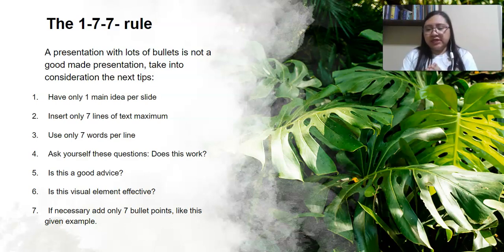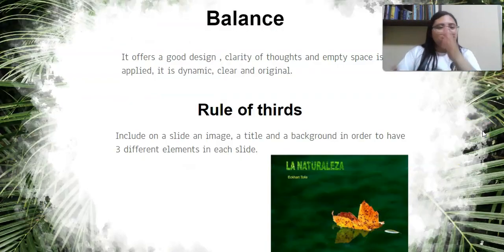When you are creating, is this good advice? Is this visual element effective? If necessary, use only 7 bullet points, like this example. So you need to follow the 7 steps and keep balance in your presentation. The rule of thirds: include on a slide an image, a title, and a background, in order to have three different elements in each slide: background, image, words. 3 elements.